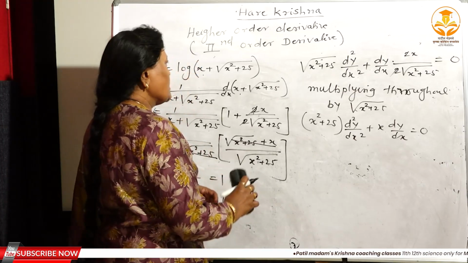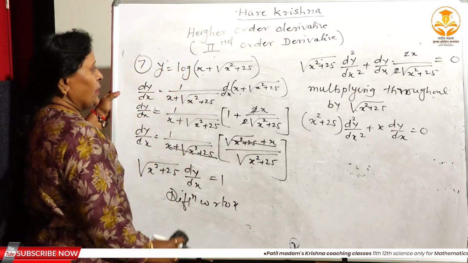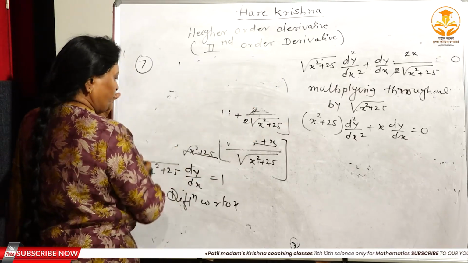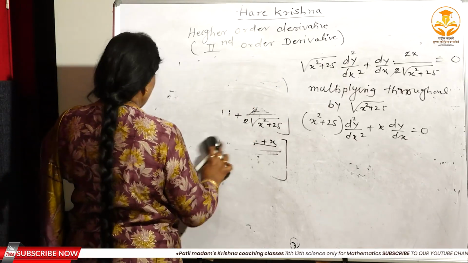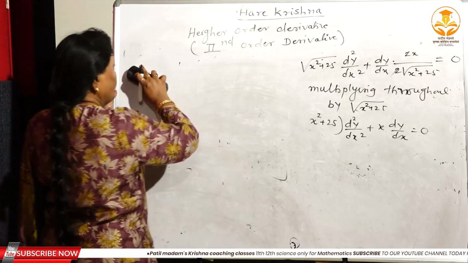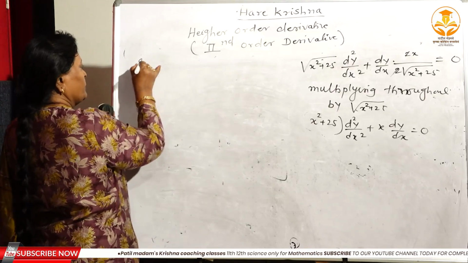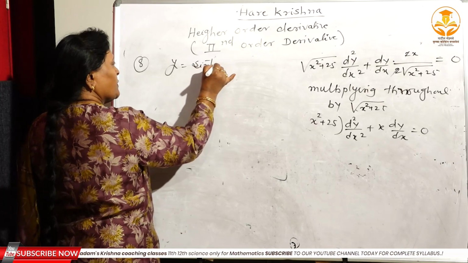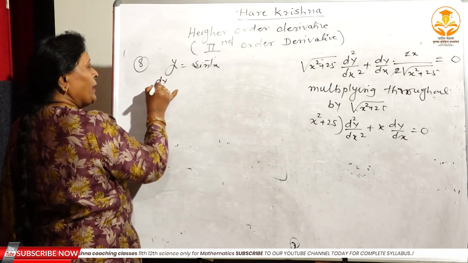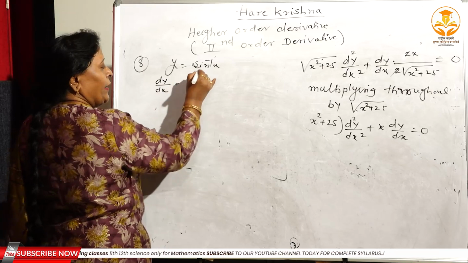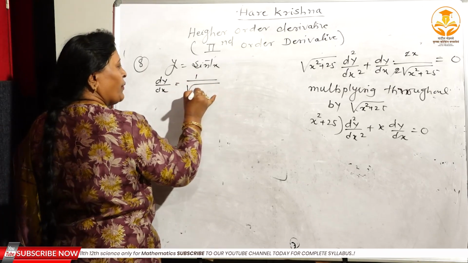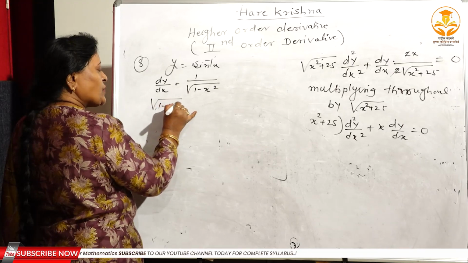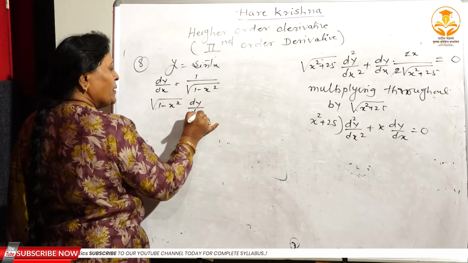So this is about the 7th one, isn't it? Again, very important. Now the 8th one. See, the 8th one. y is equal to sine inverse x, isn't it? Now dy by dx. The derivative of sine inverse x is 1 upon root of 1 minus x square. Again you can multiply here, root of 1 minus x square dy by dx is equal to 1.